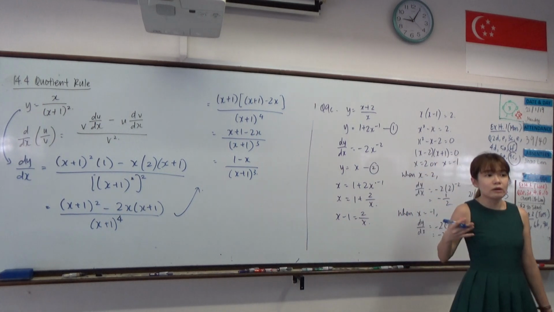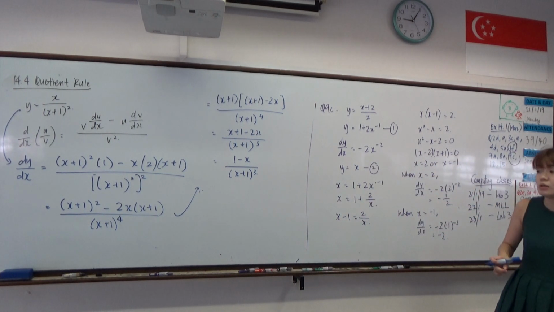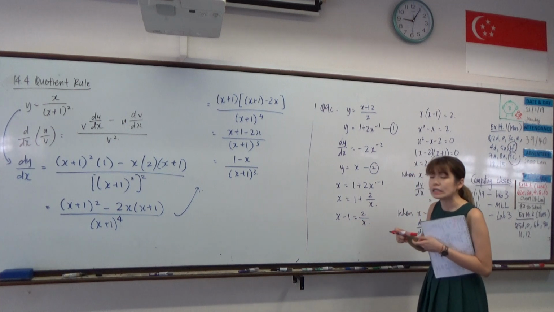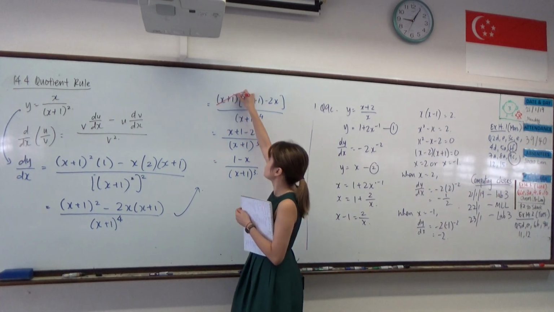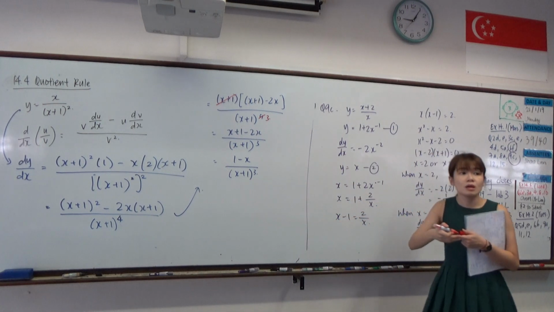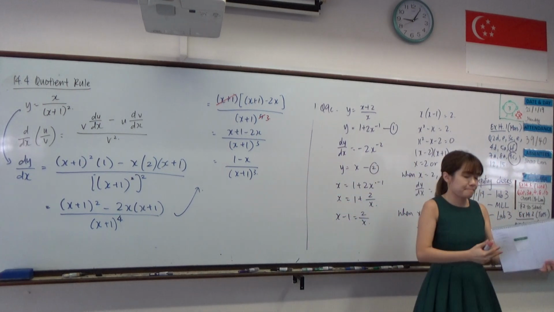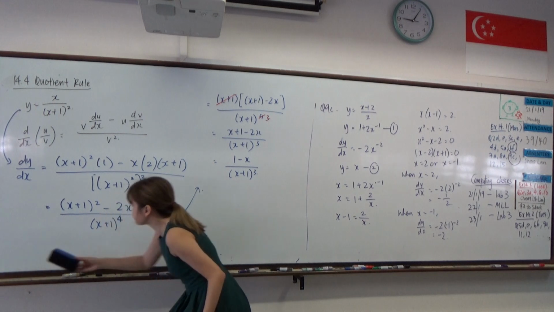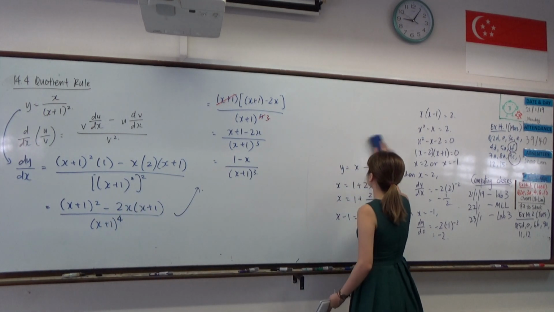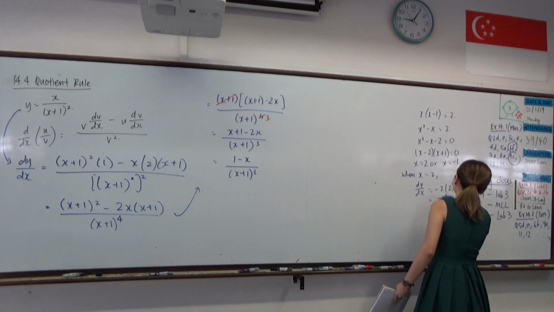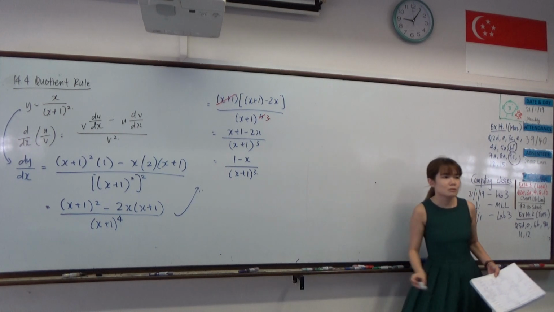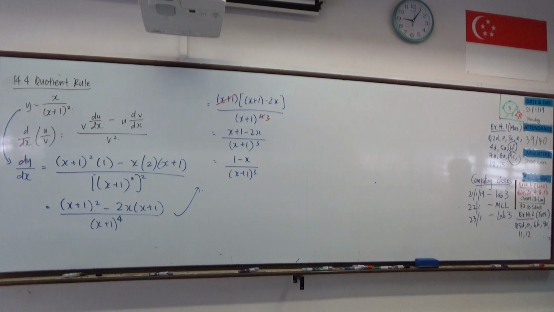Like always, we simplify the algebraic fraction as much as we can, because there is a common factor of x plus 1 in the numerator and the denominator, so we will factorize and then cancel out. The simplest form will be this one. Any questions?